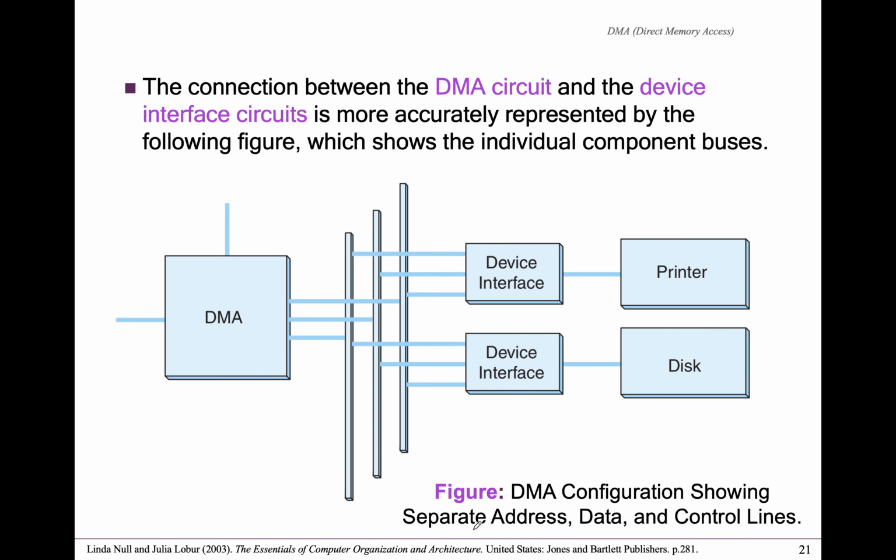So here, okay, this one is an example. You're going to see the DMA configuration showing separate address, data, and control lines. This one is the example of the DMA circuit, and the device interface circuits are more accurately represented by the figure over here. So if you go back to the DMA, you're going to compare between each other.